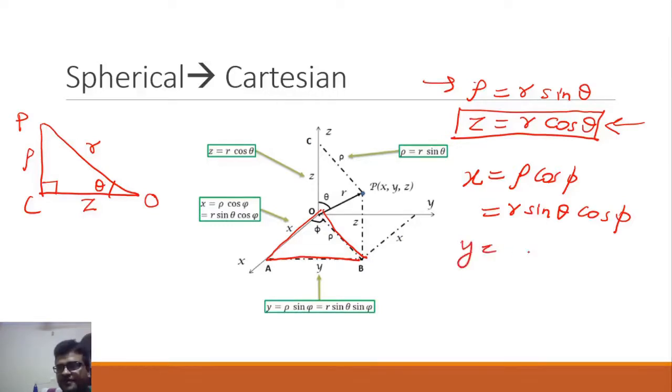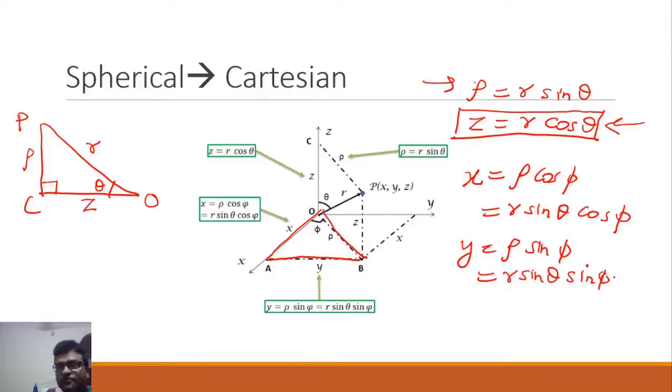Also y, we remember from the cylindrical coordinate system conversion, can be written as rho sin phi. And again, we cannot write rho on the right hand side because the cylindrical coordinate system should not come into the picture here. So we write rho as r sin theta, and finally y becomes r sin theta sin phi.